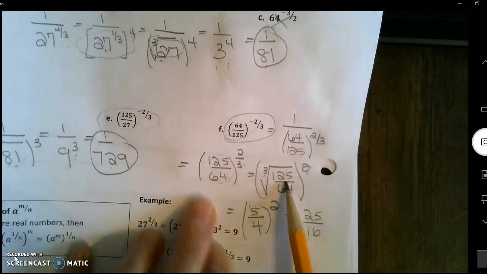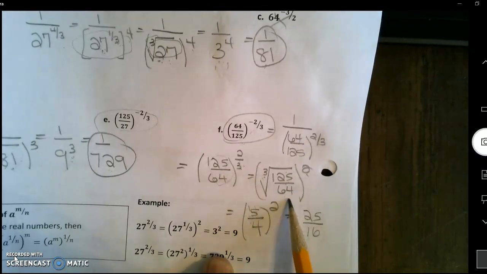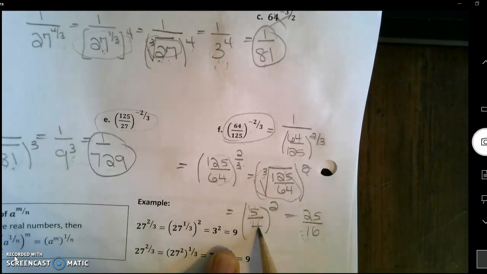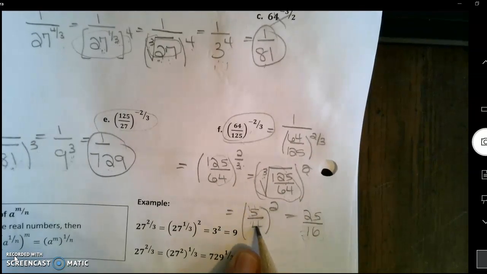The cube root of 125 is 5, and the cube root of 64 is 4. So this whole thing becomes 5/4 and then squared. 5 squared gives me 25, and 4 squared gives me 16.